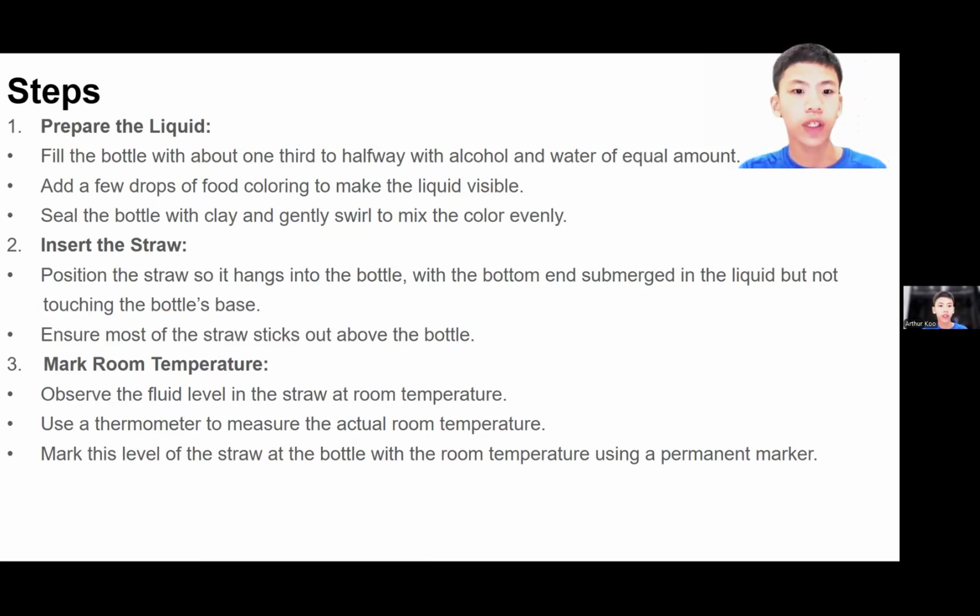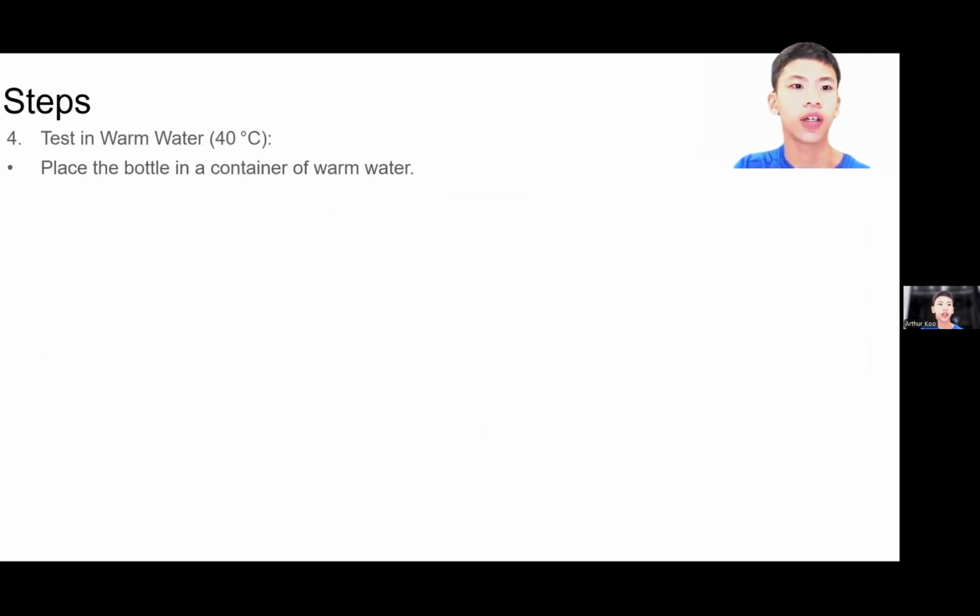Next, observe the fluid level in the straw at room temperature. Use a thermometer to measure the actual room temperature. Mark this level on the straw and the bottle with the room temperature using a permanent marker.